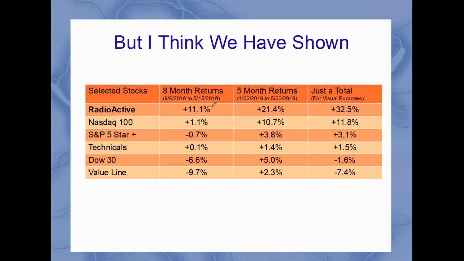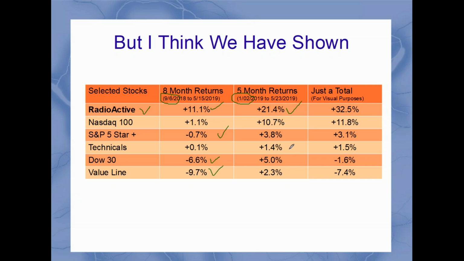The details, of course, are available for members, but taking the top 4 positions for the radioactive search that would have matched on September 6, 2018, and on January 2nd, the top 3 or 4 stocks that matched the search criteria in those days over the 8-month period to May 15 was 11.1% for the radioactive screen stocks, and 21.4% in that more bullish trend from January 2nd to May 23rd. The NASDAQ didn't meet it. S&P 5-star actually lost in those first 5 months, as did the Dow 30 and Value Line lists.